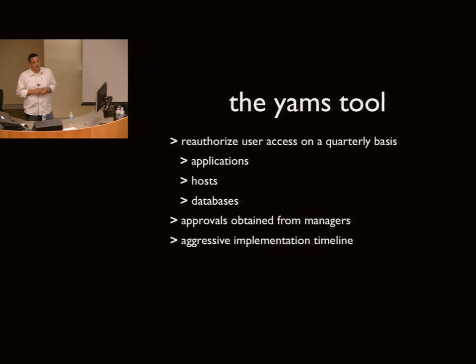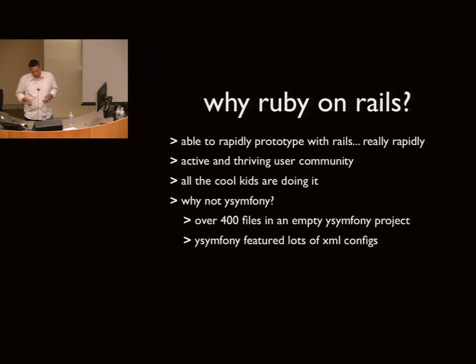But the key was that there was a really aggressive implementation timeline. And I had basically a 3-week window from when I had a basic functioning prototype to when I had to actually launch the application and run through the quarterly process. So it kind of complicated my decision, which I'll talk about next, of why I chose to go with Ruby on Rails.